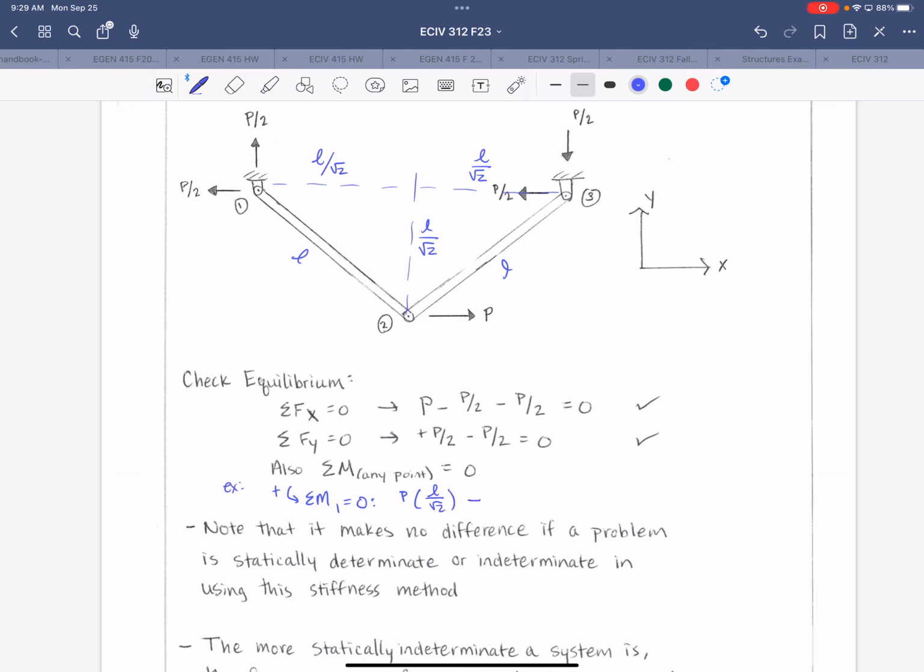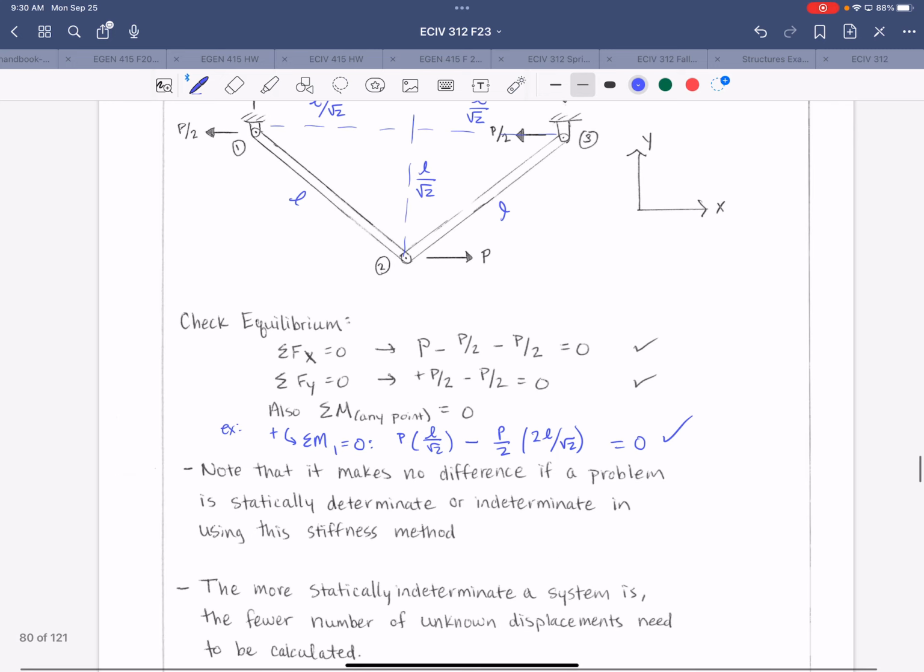And then, since we're summing moments about node 1, the only other force that causes a moment is the vertical reaction at node 3. So that's going to be minus P over 2 times 2L divided by the square root of 2. And that does check out, right? So it's important to always check all 3.